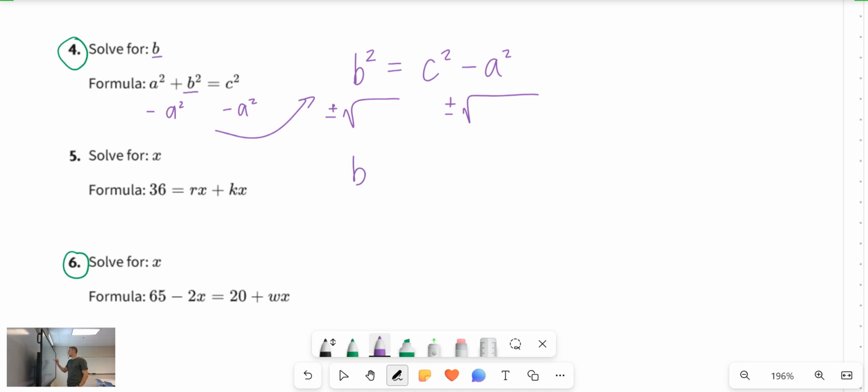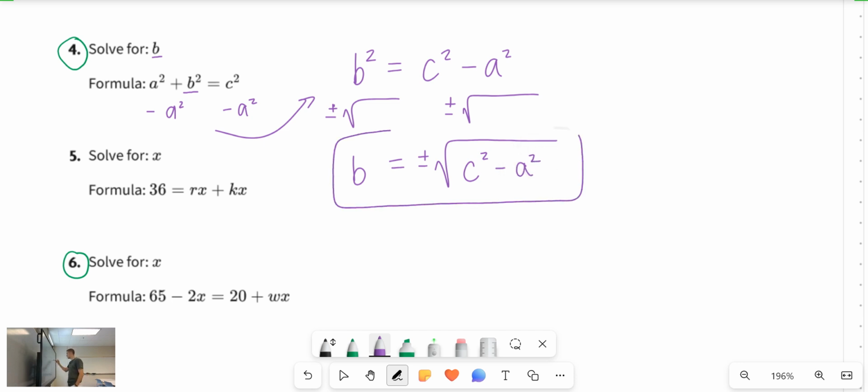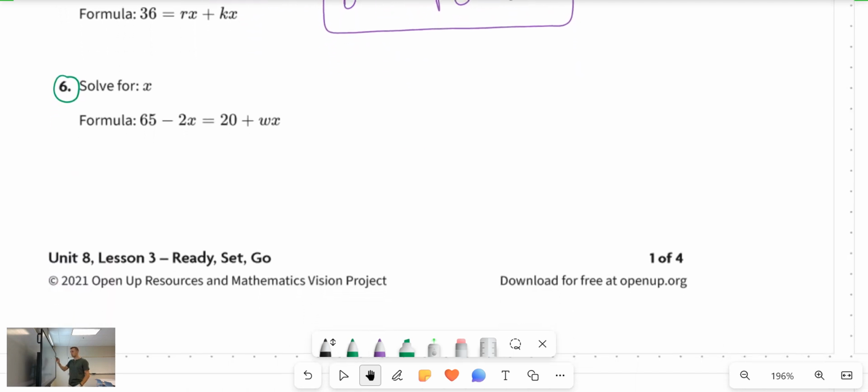So this becomes b equals the positive or negative square root of c squared minus a squared. There we go. That is number 4 completed. All right, let's keep going and keep chugging away.